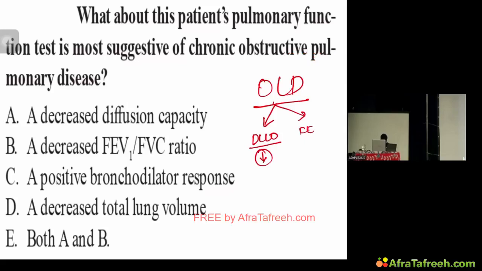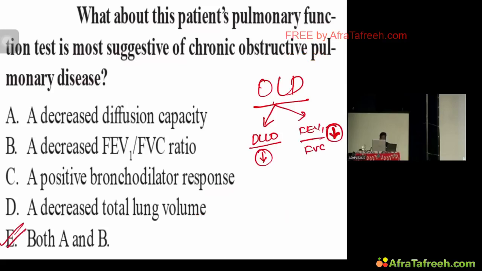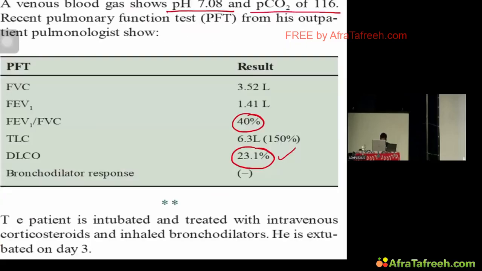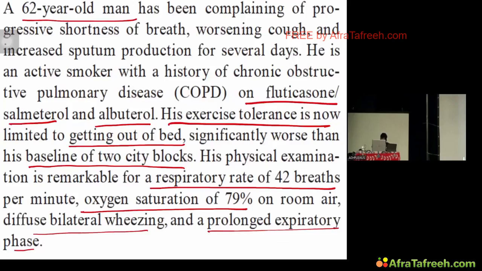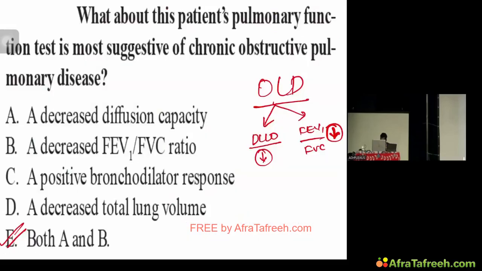And FEV1 by FVC ratio decreases. Answer is going to be both A and B. Okay, both A and B. So here DLCO is decreased. So what they mean is the patient is having features of emphysema. Okay.